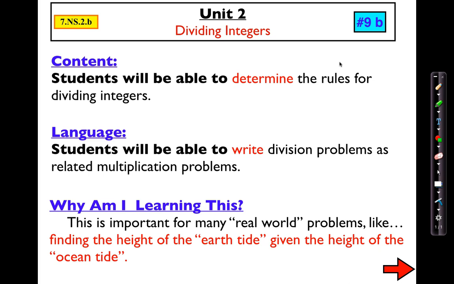Why am I learning this? Well, it's important for many real-world problems like finding the height of the earth tide given the height of the ocean tide.